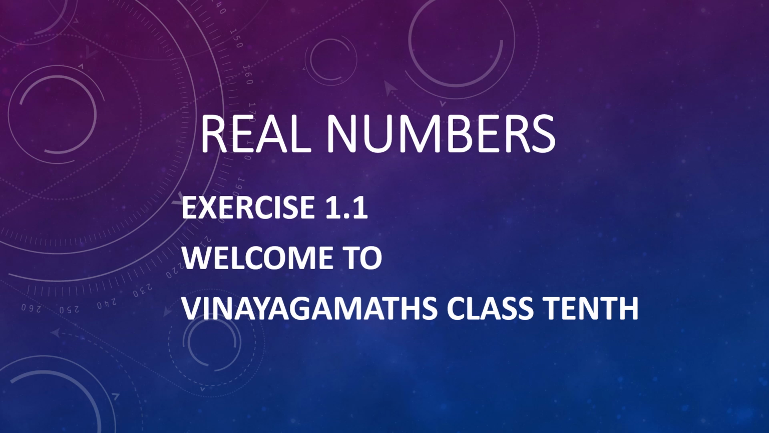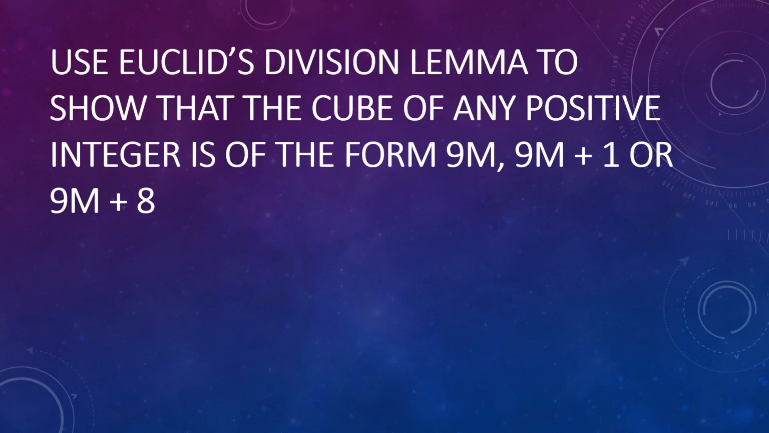So, in today's class, we are going to see the real numbers, exercise 1.1, continuation of the sums. So, what is the question here? Use Euclid division lemma to show that the cube of any positive integer is of the form 9m, 9m plus 1 or 9m plus 8.